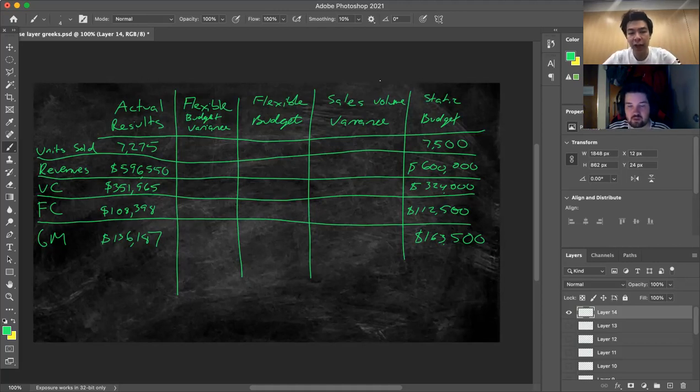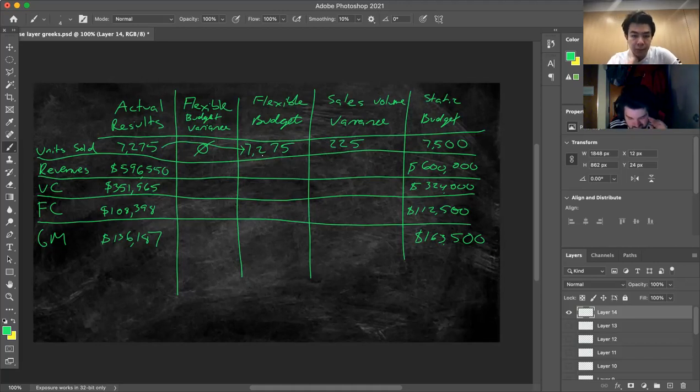So the flexible budget units sold is going to be 7,275. This variance right here is always going to be 0 because we're taking it from here. The variance here is going to be 225 because that's the difference between static budget and flexible budget.